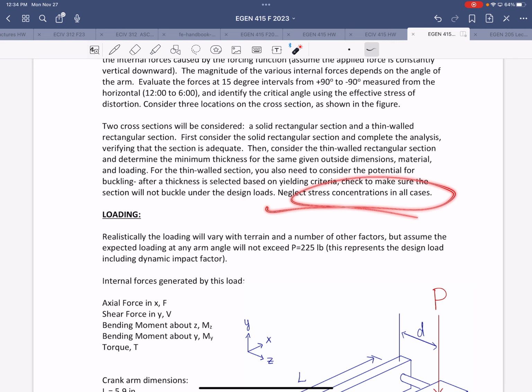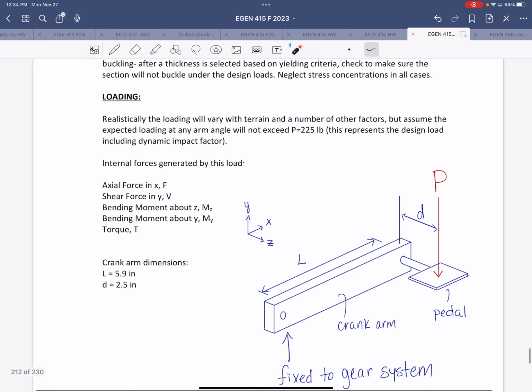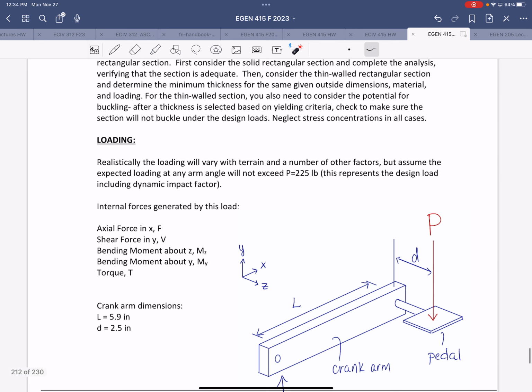And then in all cases, we're neglecting stress concentration, so you don't have to worry about the corners and things like that. Now, the loading is given here. You're going to just assume that the applied vertical load is 225 pounds and doesn't change. Again, realistically, the loading will vary, but we're going to assume that the expected loading will not exceed that value. So that's your design target.